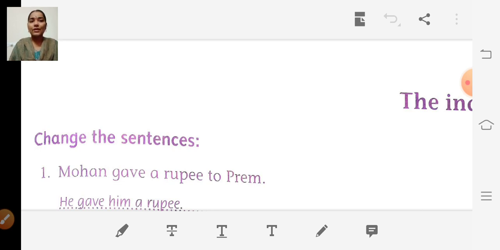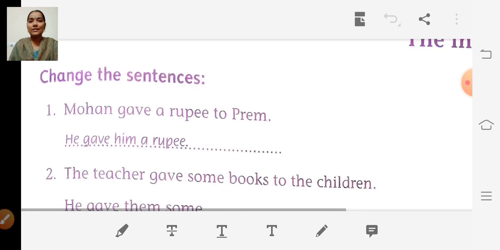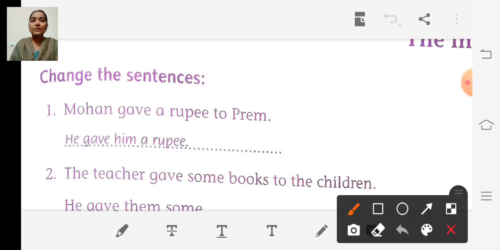So they have given one example sentence. First, let's read the sentence. Change the sentences. First sentence: Mohan gave a rupee to Prem. So first, this is the boy's name, so we have to write it as he. So, he gave a rupee to Prem.